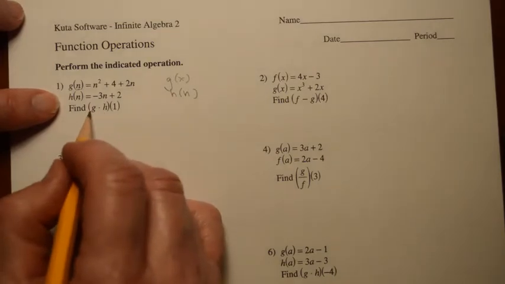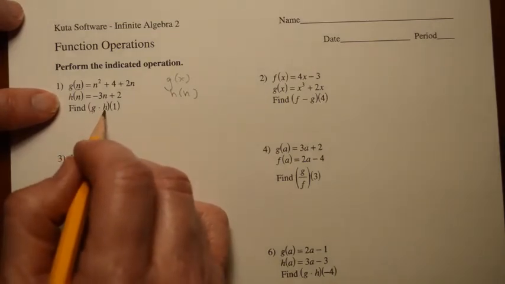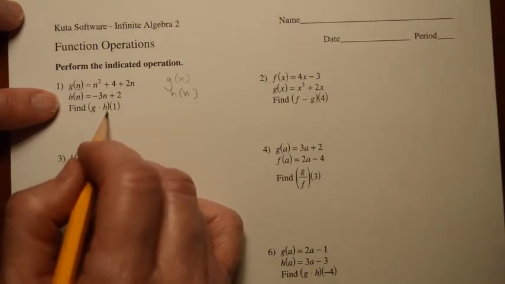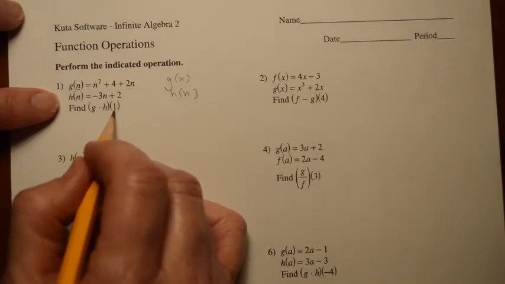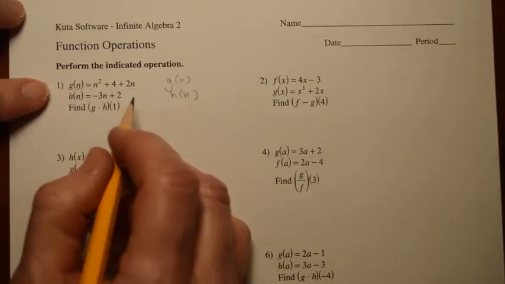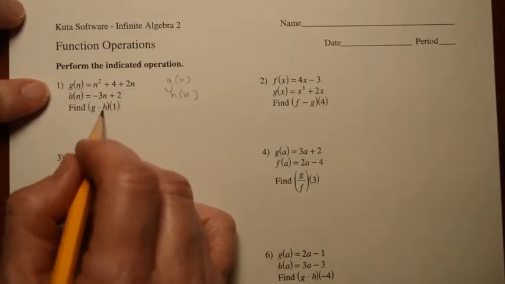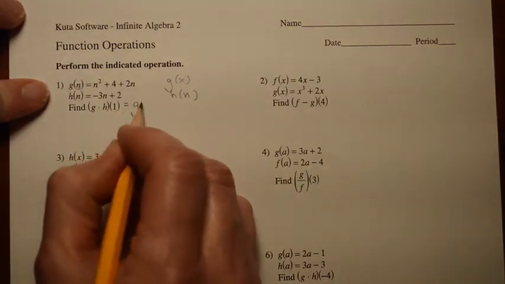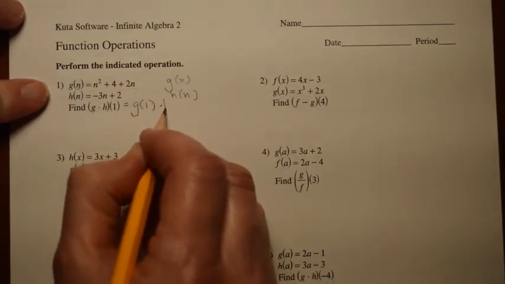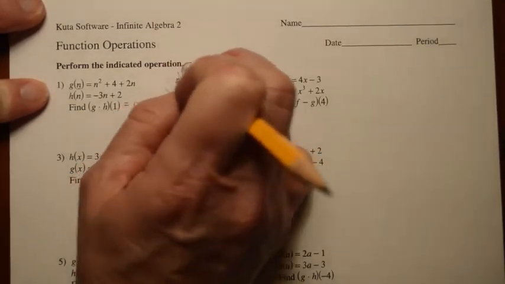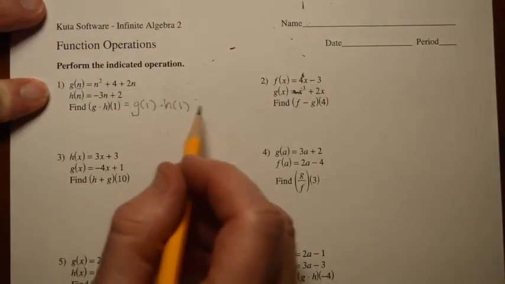Okay, so it says here g times h of 1. That's how we read that. G times h, and then whatever comes after it, whether it be a number or a variable, we say of 1. In this case, of 1. So what this is saying to us, in this shorthand notation, is in real life g of 1 times h of 1.